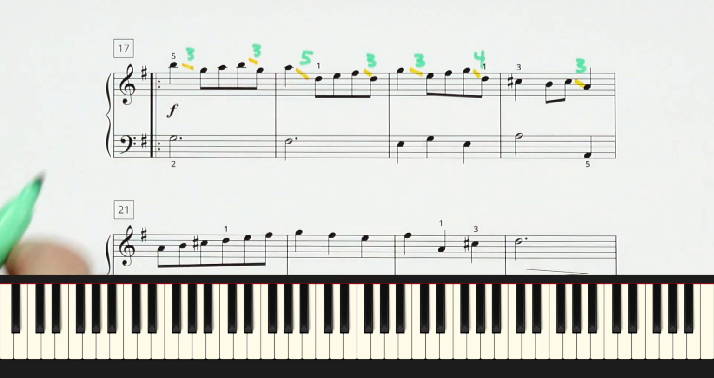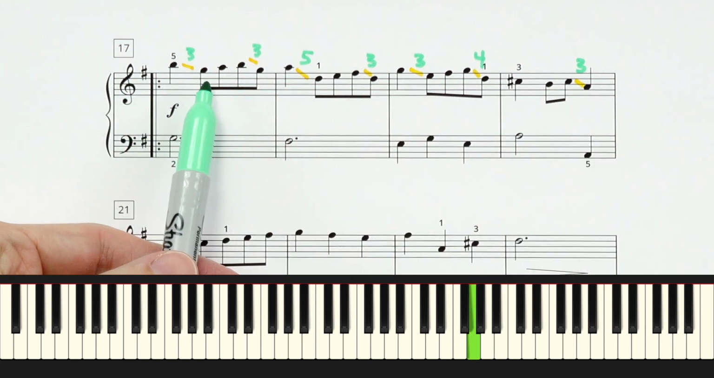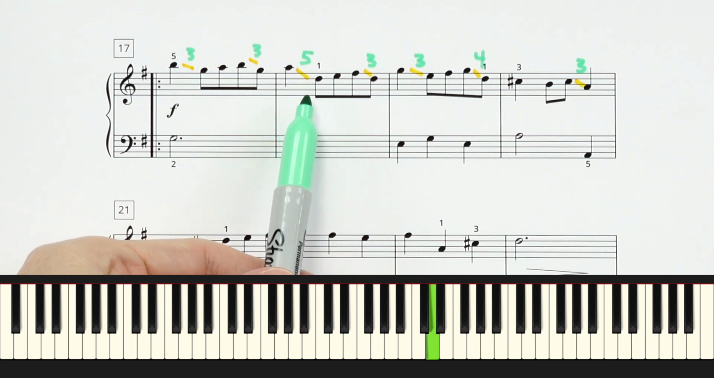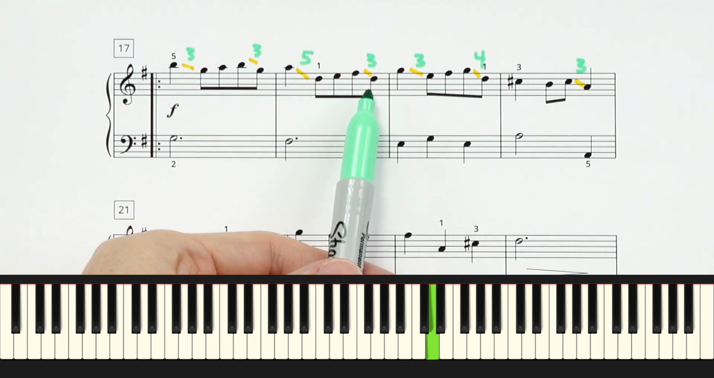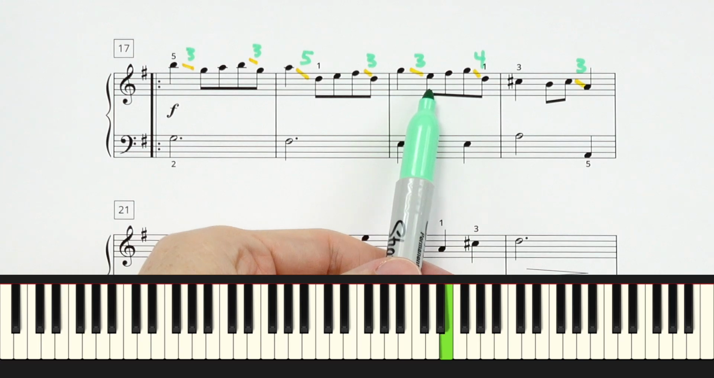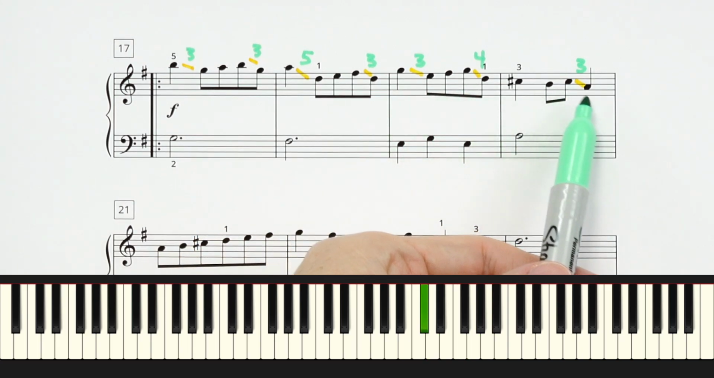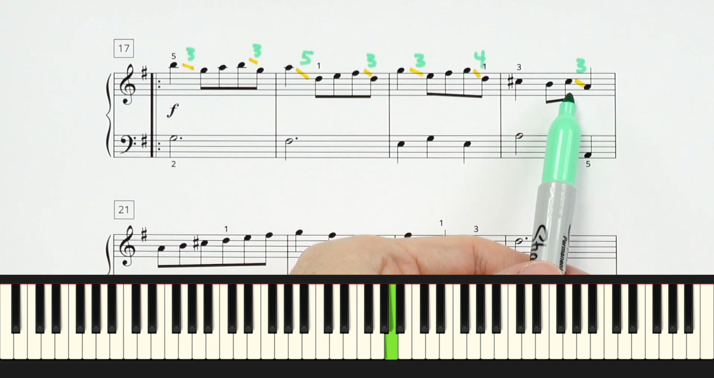All right, here are all the intervals. We have a B to a G, which is a third, another B to G, A to D, which is a fifth, F sharp to D, which is a third, G to E is a third, G to D is a fourth, and C sharp to A is a third.